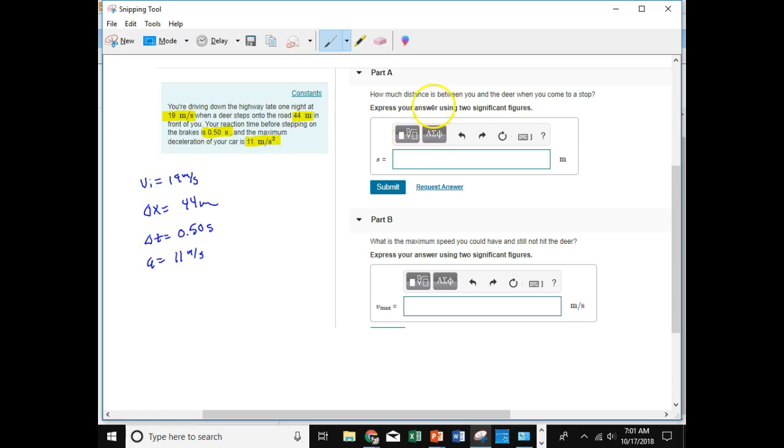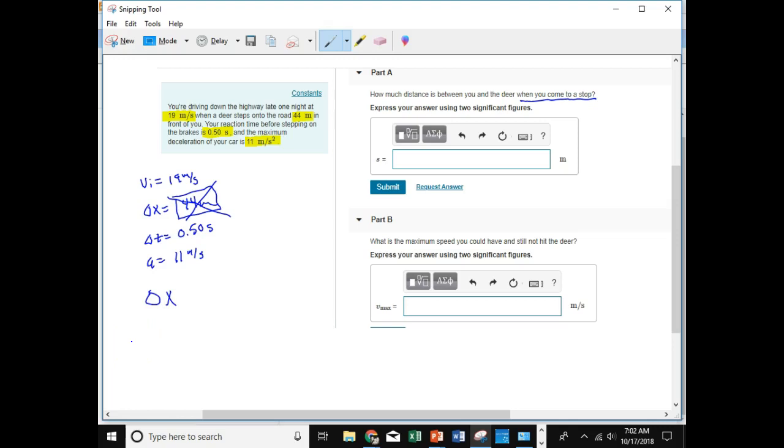So how much distance is between you and the deer when you come to a stop? Well, notice the question is when you come to a stop. So you have to find, how much distance does it require me to stop? So really, did it give you the delta x of how much distance is required to stop, or is it giving you the delta x between you and the deer? This is interesting because it's giving you the delta x between you and the deer, not how far it takes you to stop. So you have to find delta x.